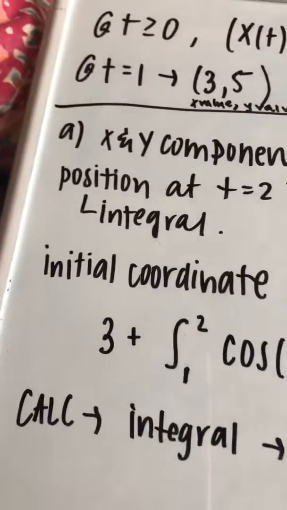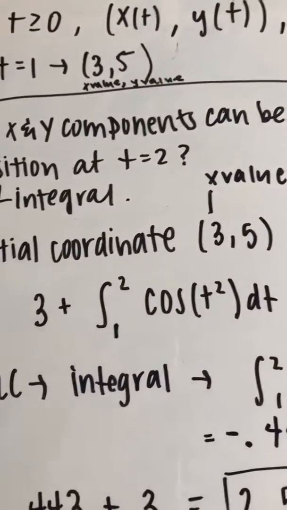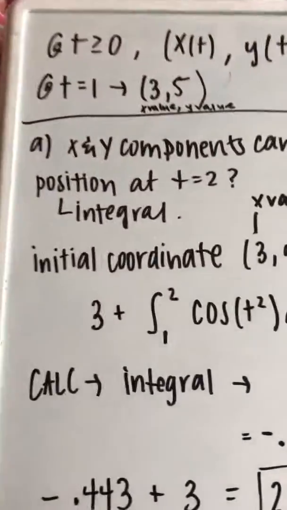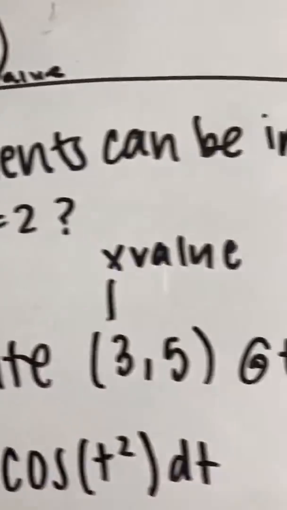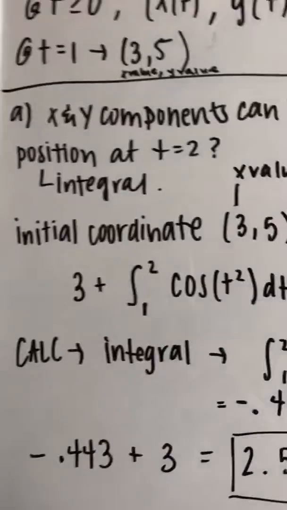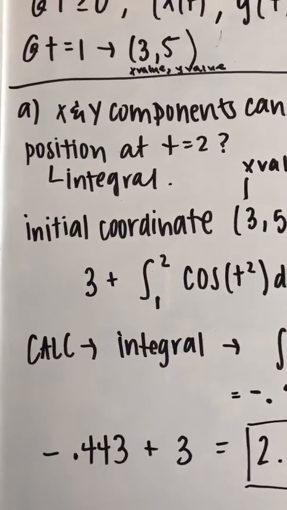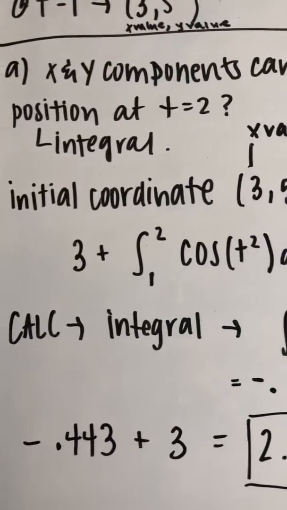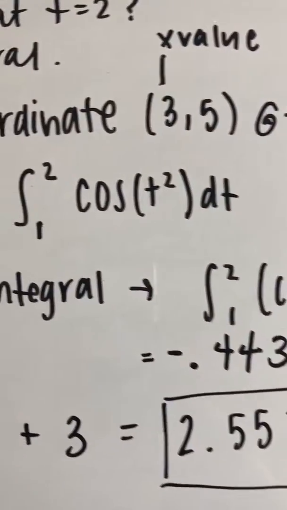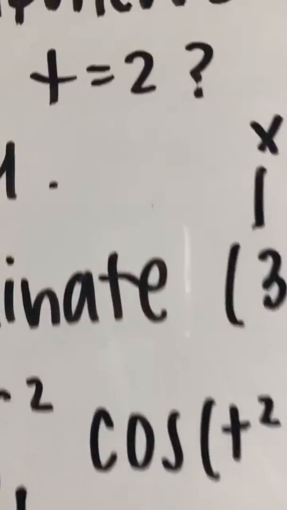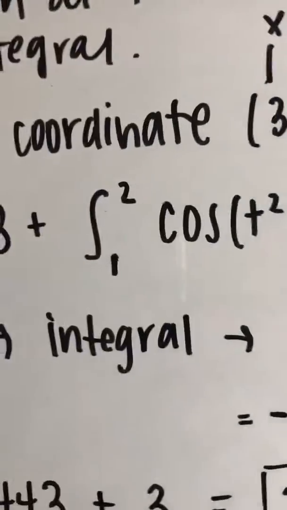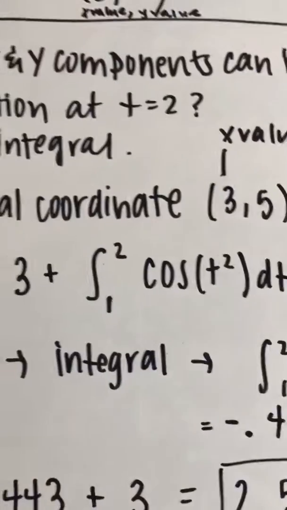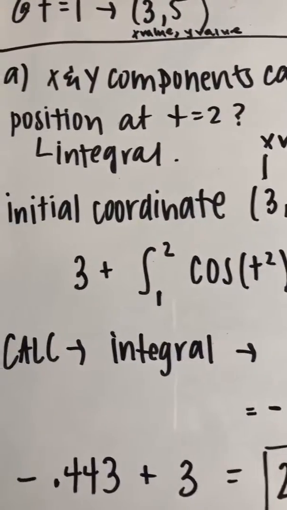So for A, you're supposed to find the x-coordinate of the position of the particle at time t equals 2. So one thing to remember is that the x and y components can be independent. So from that, you know that you're supposed to find the position at t equals 2, so you're going to use your integral. But when you go originally down to this, you realize that you have your 2 and you have your cosine t squared dt, but you don't have this point that I'm going to show why you put 1 there.